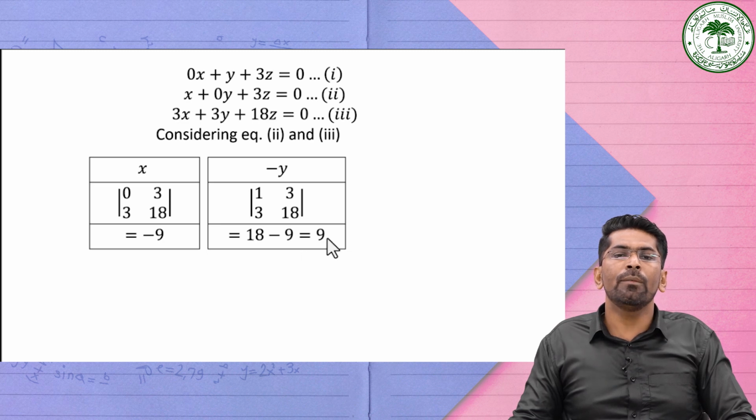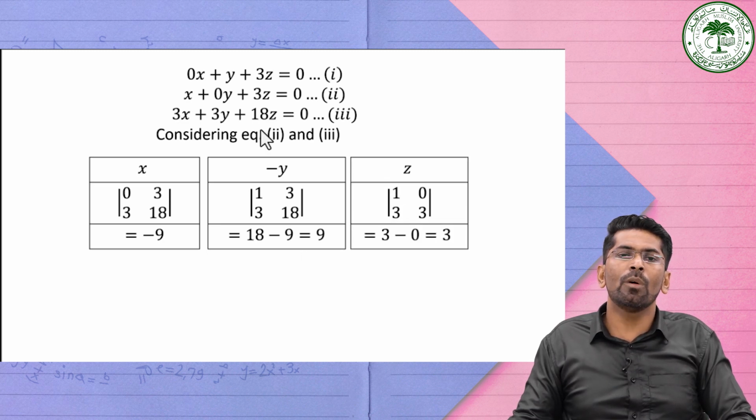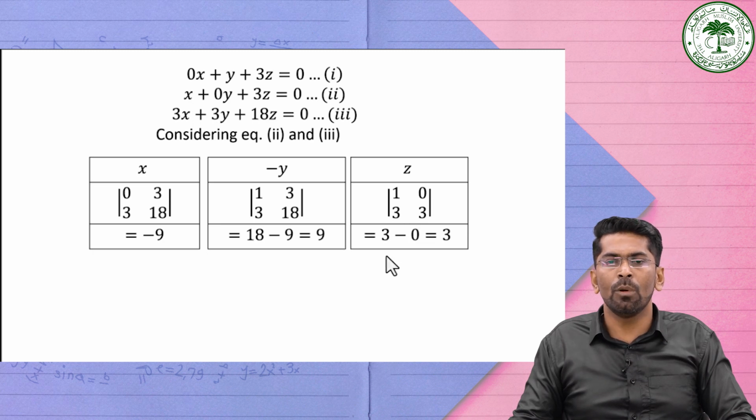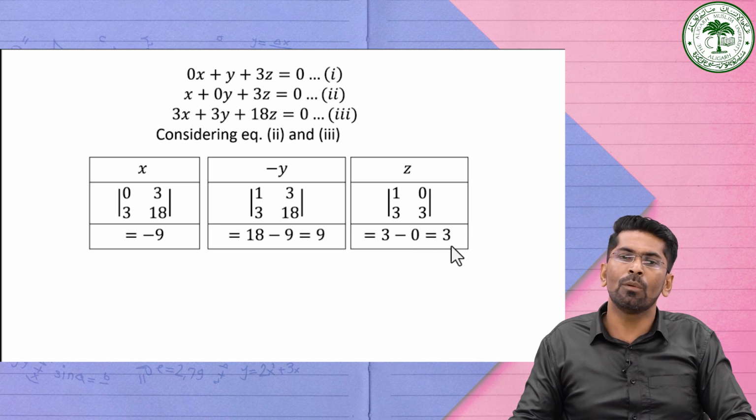Then the third variable, that is z, and crossing the z variable here, taking only the coefficient of x and y, so it will become 1, 0, 3 and 3. Taking the determinant value of this matrix, then it will become 1 into 3 which is equal to 3, minus 0 into 3 which is equal to 0. So the determinant value is equal to 3.